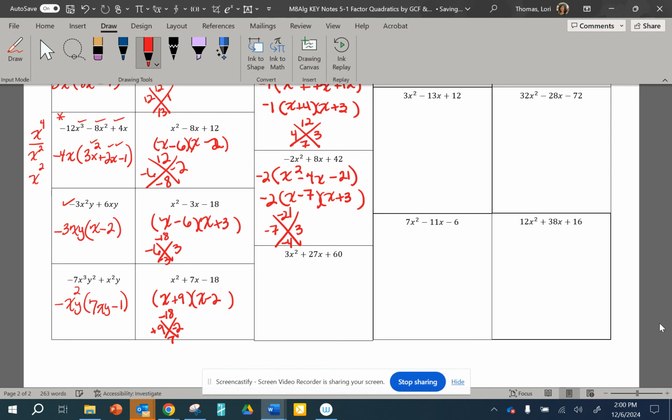Our last one here, we have a GCF of 3. Set up for your linear binomials. We have 1 times 20 and a sum of 9. So 4 times 5 is 20 and 4 plus 5 is 9. Okay, so that is when your A is 1 after you have factored out the GCF.